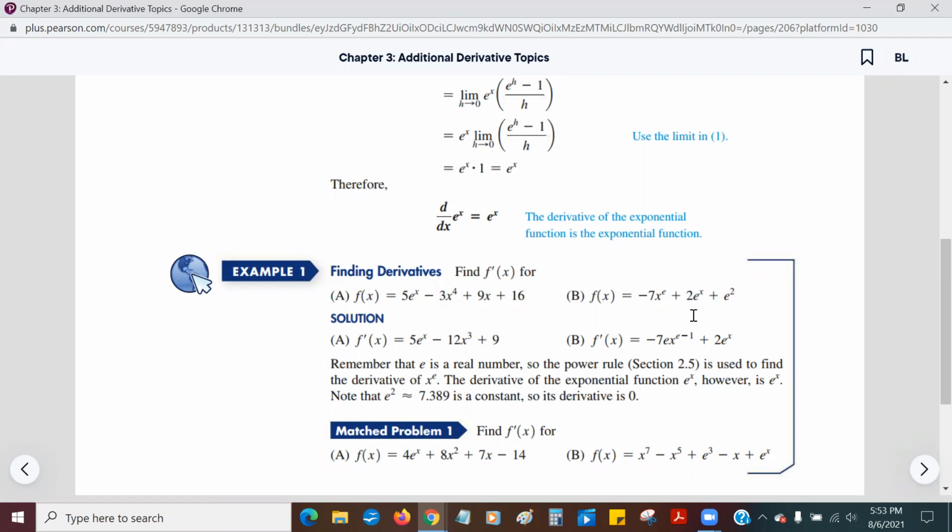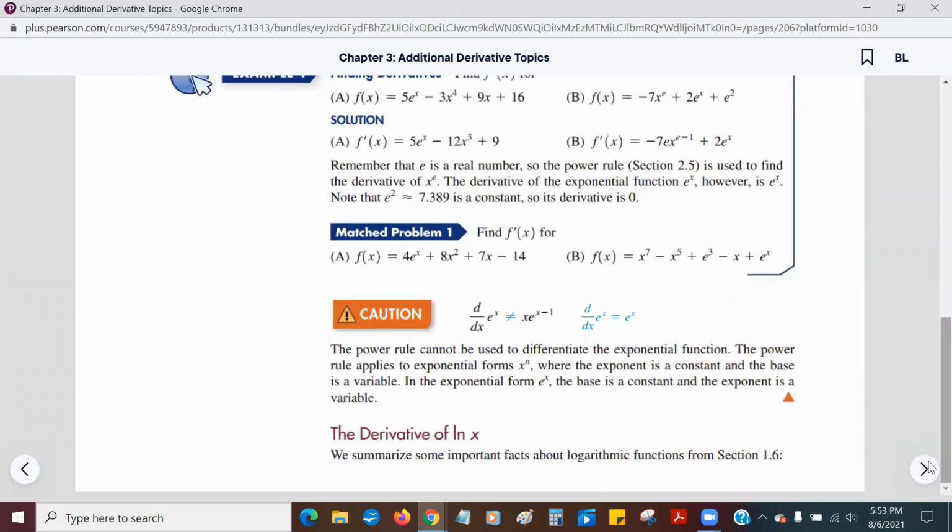The derivative of 2e to the x is 2e to the x. That's the e to the x rule. But this here, that's not e to the x. It's x to the e. So that's really just a power function. So the derivative of this is going to be negative 7 times e x to the e minus 1, just like any power function. So it's a little tricky, but not hard at all.